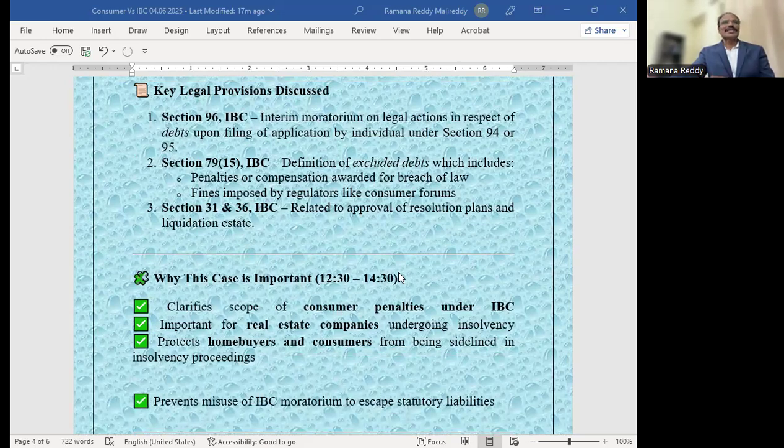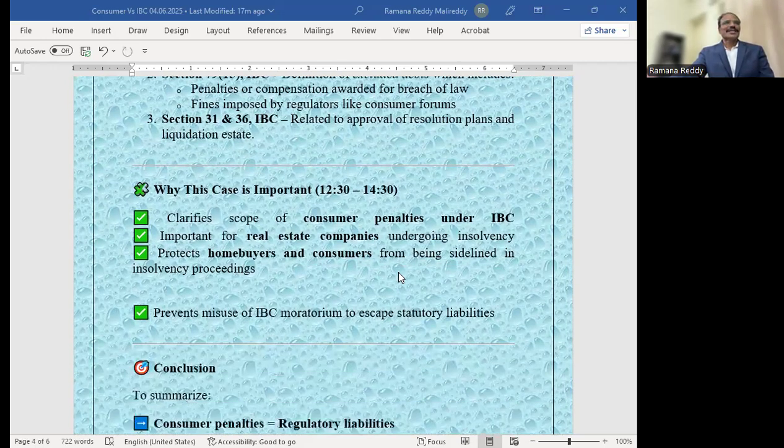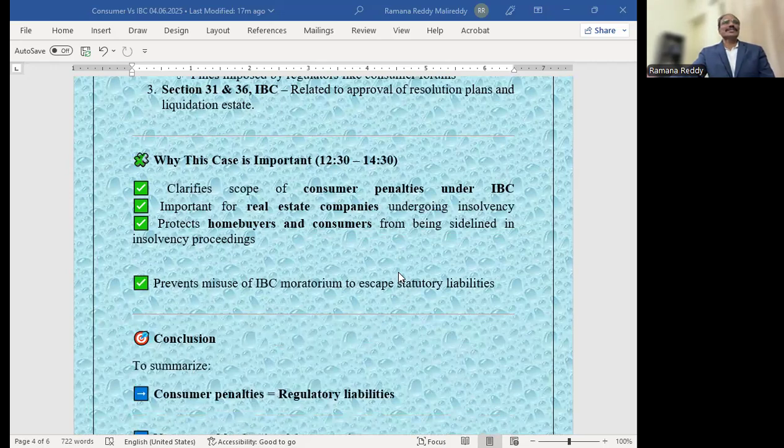So why is this case important? This case clarifies the scope of consumer penalties under the IBC. It is important for real estate companies undergoing insolvency, and protects home buyers and consumers from being sidelined in insolvency proceedings. It prevents misuse of the IBC moratorium to escape statutory liabilities.